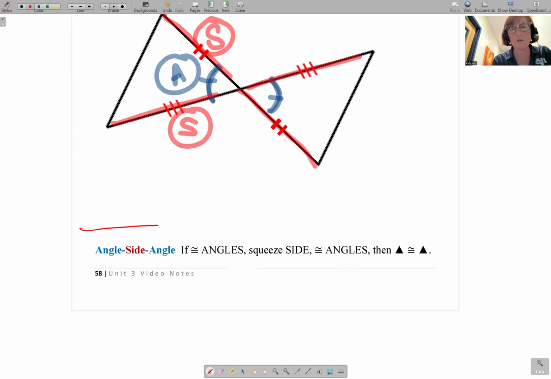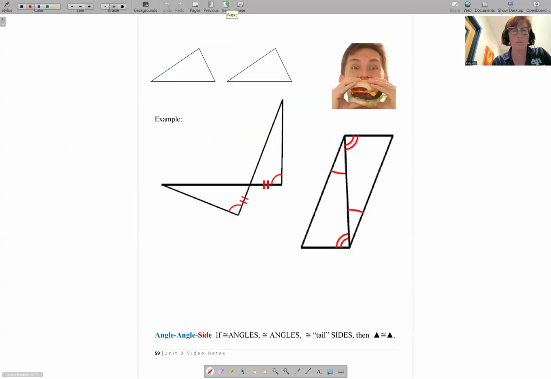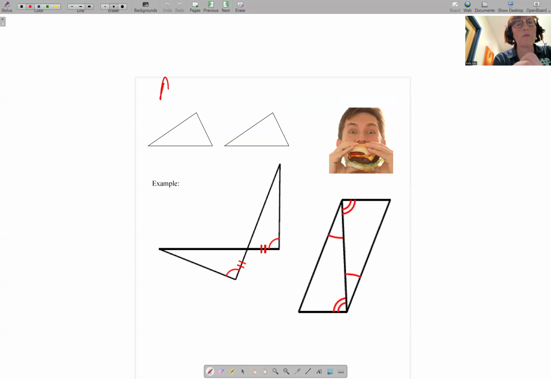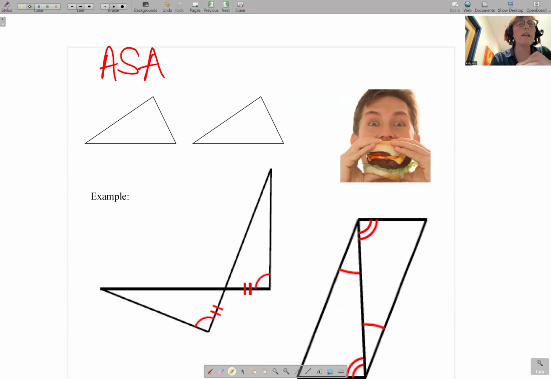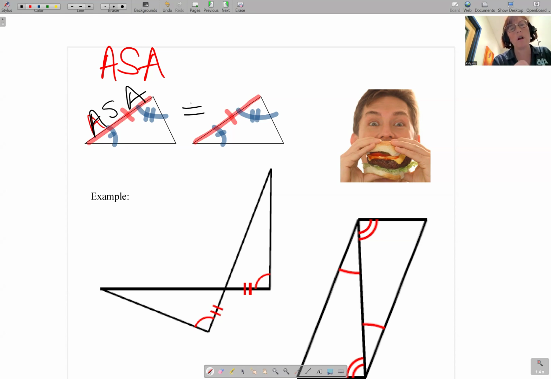Okay, looks like this shortcut printed on the bottom. So that's angle side angle. So it should come up here. Just put angle side angle here. And this shortcut says if I have a pair of angles, then a pair of sides, and then another pair of angles, angle, side, angle, then the triangles are automatically congruent.